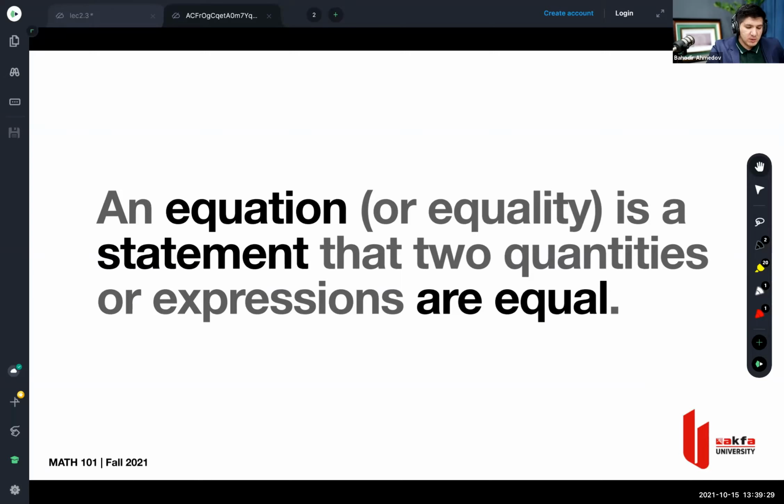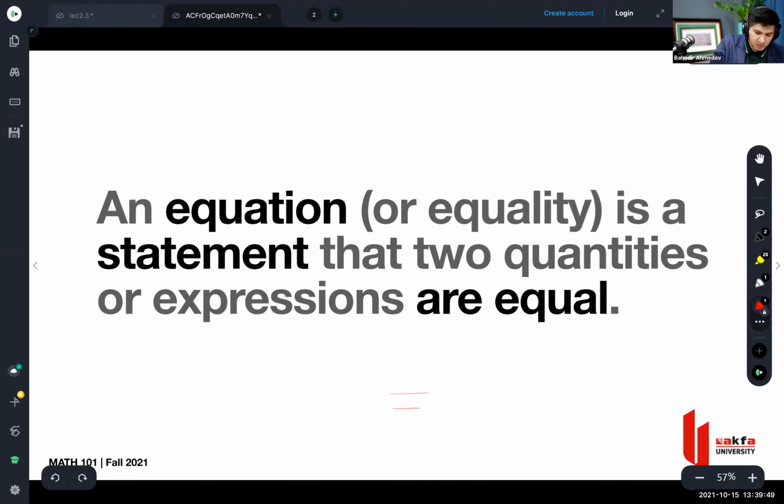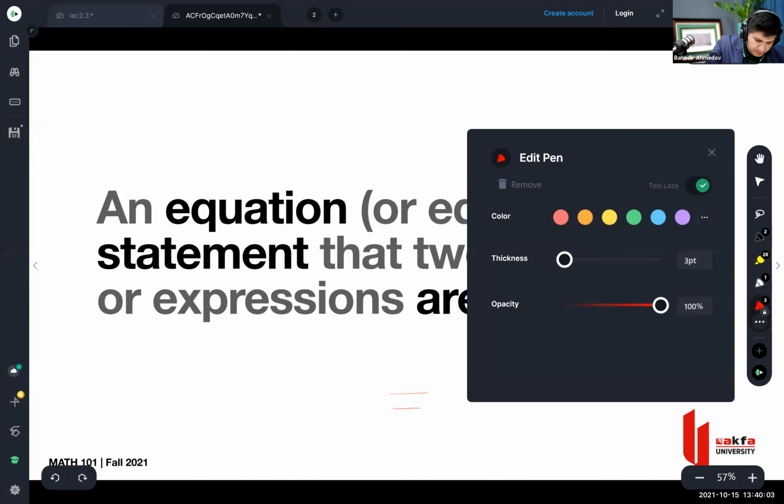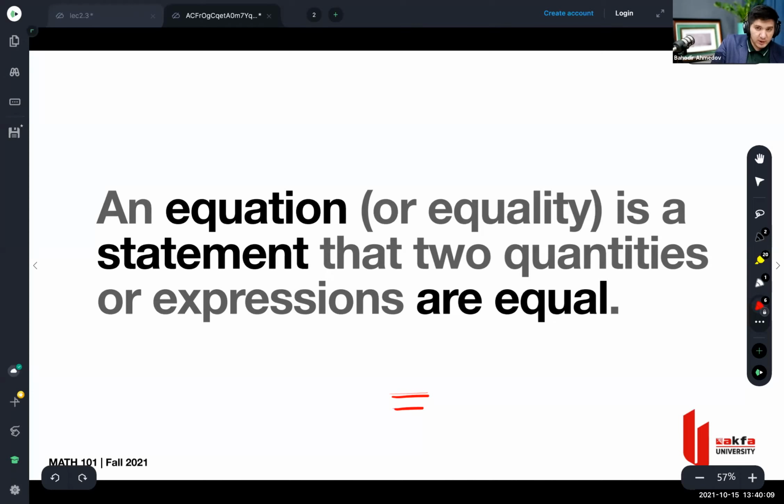So an equation is a mathematical expression which holds two things together, which basically says that both sides of the equation are true, are correct, or are equal. So we usually have this equality sign, right?